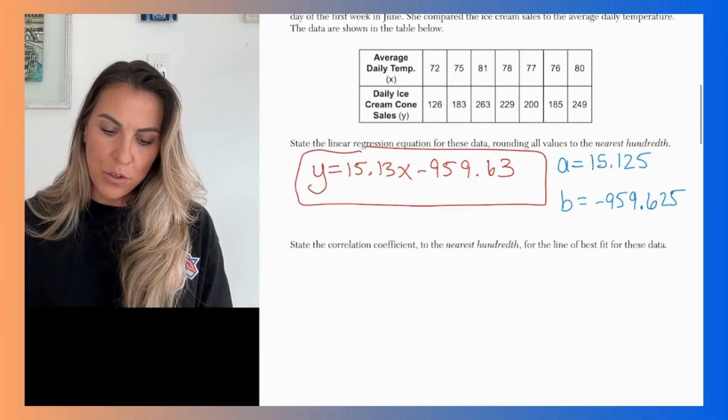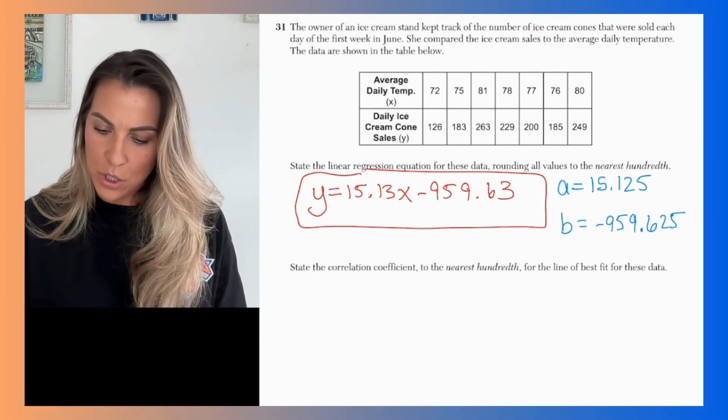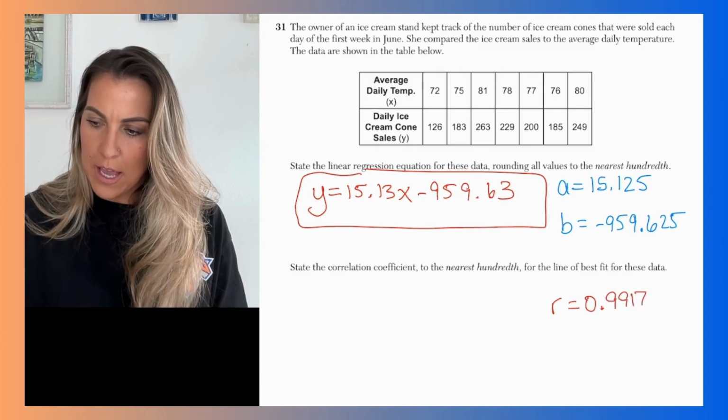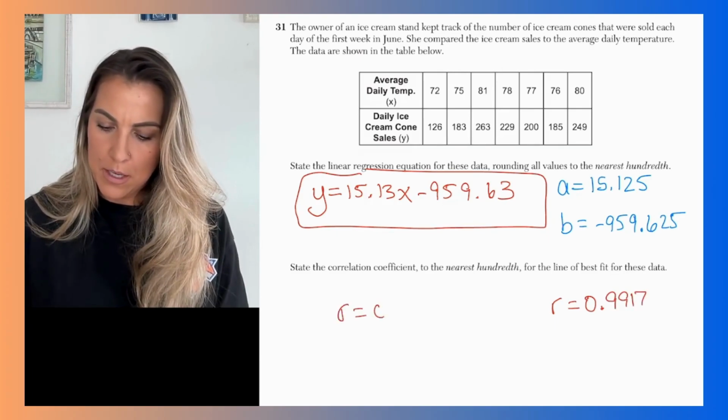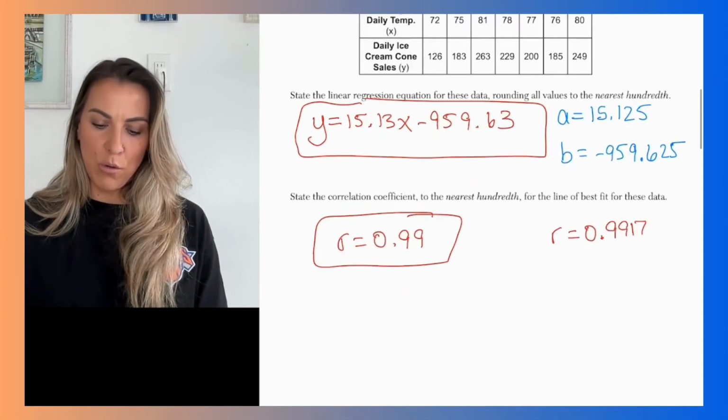State the correlation coefficient to the nearest hundredth for the line of best fit of this data. So our correlation coefficient, remember, you're looking at r, not r squared. And rounding to the nearest hundredth, that is going to be 0.99. So there is our correlation coefficient.